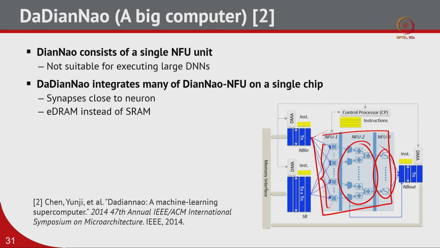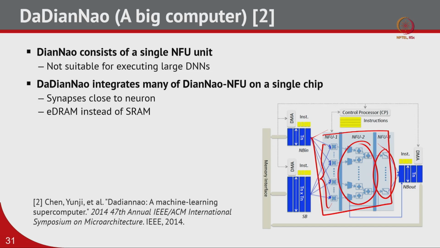Now, definitely it is not suitable for executing large DNNs. If you remember, I was showing you one table where I showed you the number of MAC operations as well as memory accesses for different DNNs, and there we saw that the number of MAC operations can be as high as billions, correct. So, definitely just having one set of neural functional unit is not sufficient to execute large DNNs. That is why DaDianNao integrates many of these NFUs on a single chip.